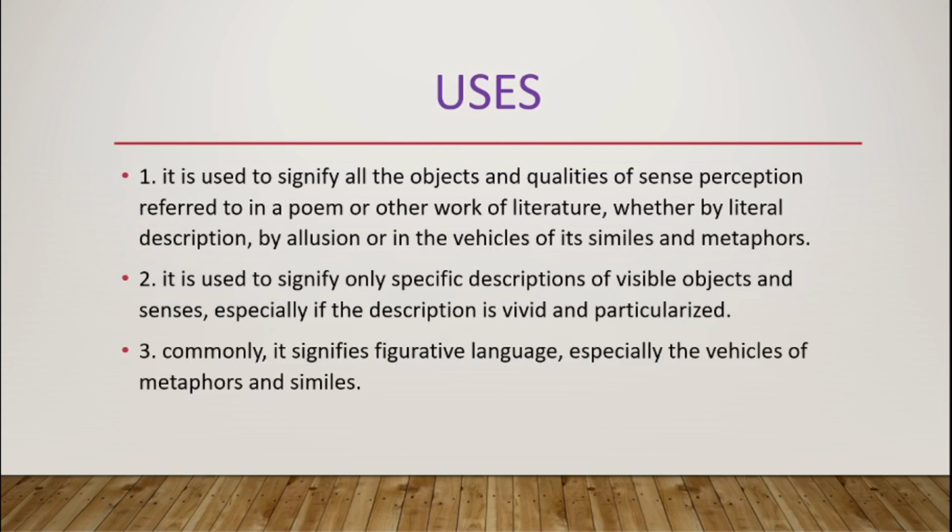So imagery is used more narrowly to signify only specific description of visible objects and senses, especially if the description is vivid and particularized. Okay, for example, Marianne Moore has written one poem, The Steeplejack, and in that poem she makes imagery like that. Listen to me carefully. "A sea the purple of the peacock's neck is." He is just comparing the sea with the purple color of a peacock's neck.